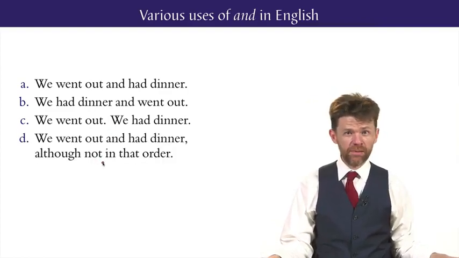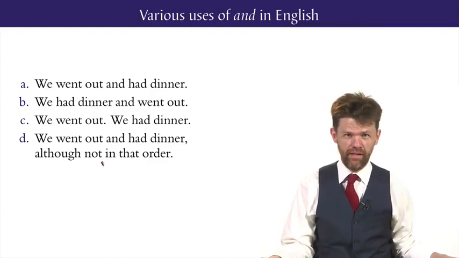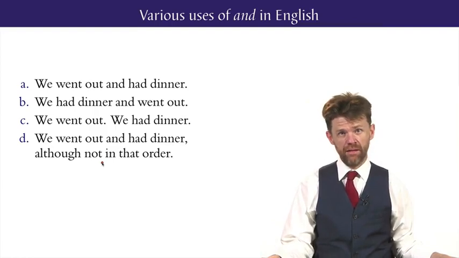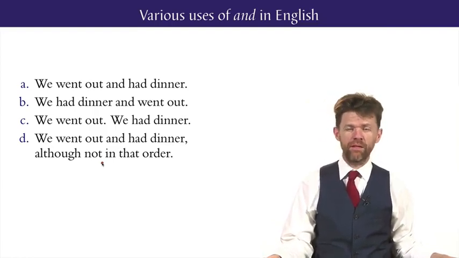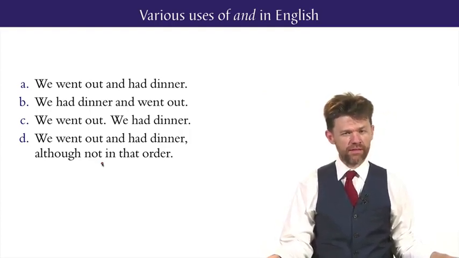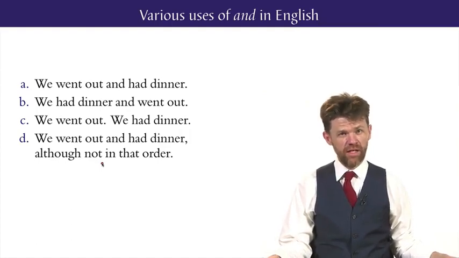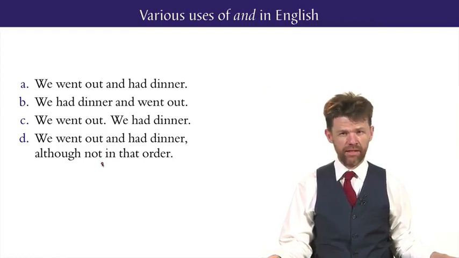Then, we could explicitly cancel any claim about the order in which the events happen by saying, we went out and had dinner, although not in that order, or maybe even we went out and had dinner, although not necessarily in that order. It's true that we went out, and it's true that we had dinner, and I'm not saying what order we did that in. This last fact, that you can cancel the claim about the order of the events, makes me think that the connection between and in English and the order of the events that are described involves implicature, not entailment.